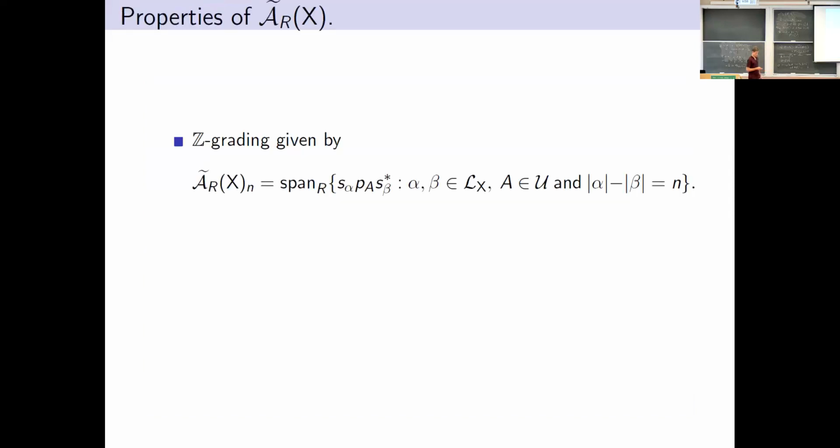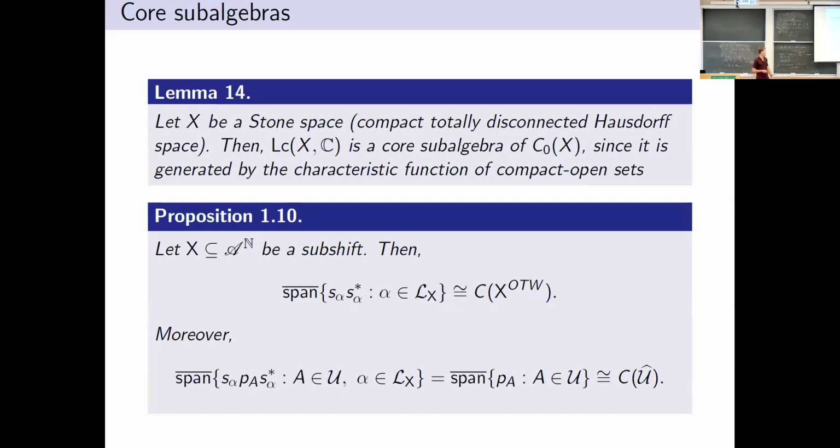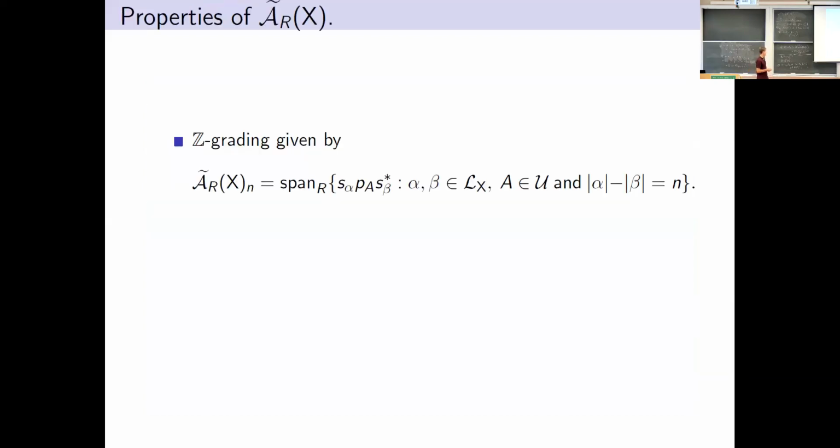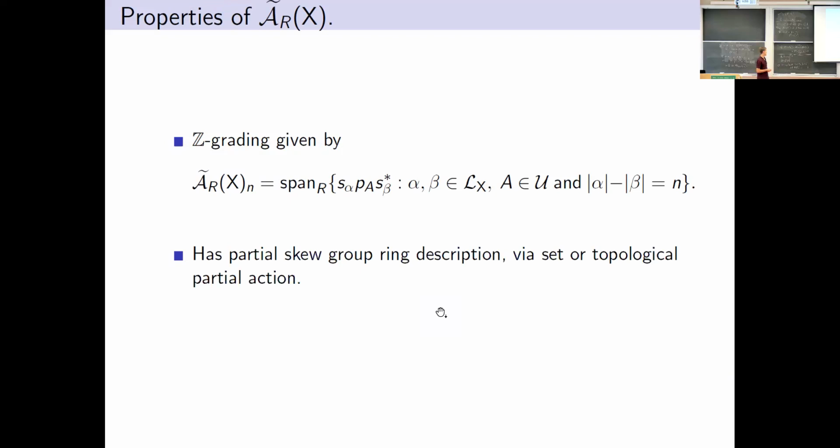Okay, so that was the part on core subalgebras. Now going back to our subshift algebra, it has a Z grading, as usual. It has a partial skew group ring description via a set or topological partial action. If you just want the partial action coming from sets, you use the C alpha betas. If you want a topological partial action, then we have to look at the dual of the Boolean algebra, so you are looking at the ultrafilters and open sets. Once you have that, you have the partial cross product description and the groupoid description.